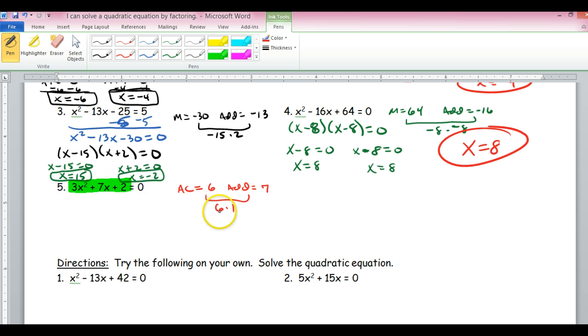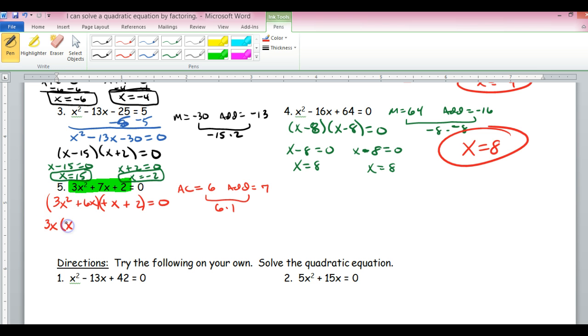6 times 1. So if you remember, this is where I split that middle term. Bring down my first term. Split this middle term such as plus 6x plus x. Bring down that last term. Now I group. So, what's the greatest common factor here? Largest number that goes into 3 and 6 is 3. If I have x squared and x, I can pull one x out.